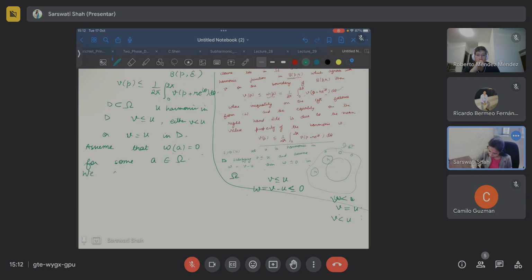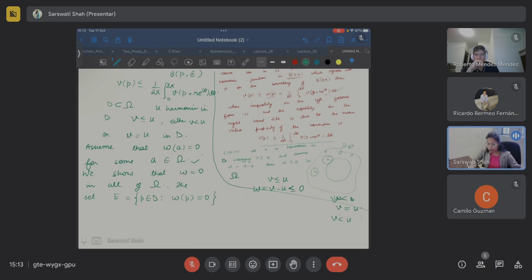Now we are going to show that when it is vanishing even at a single point in the region omega, then it is going to vanish throughout the omega. So we show that W is equal to 0 in all of omega. Define the set E equals P belonging to the domain D such that W of P equals 0.